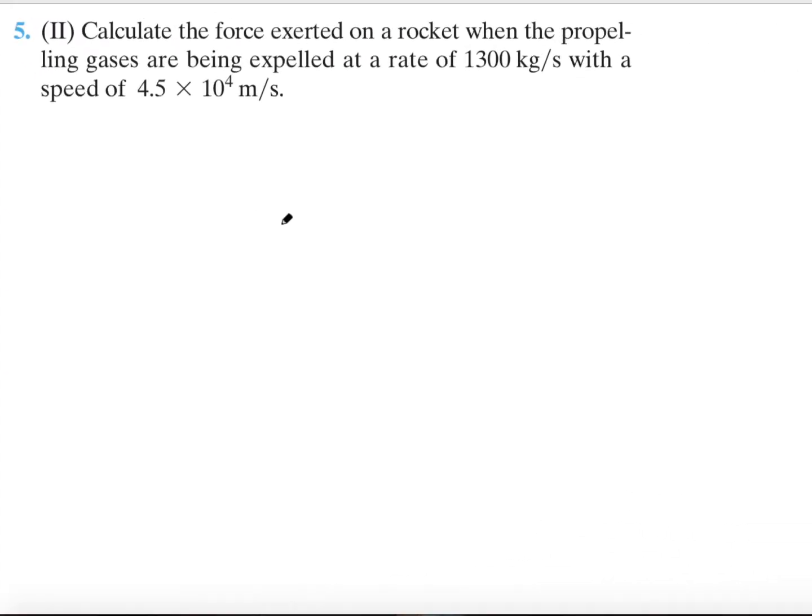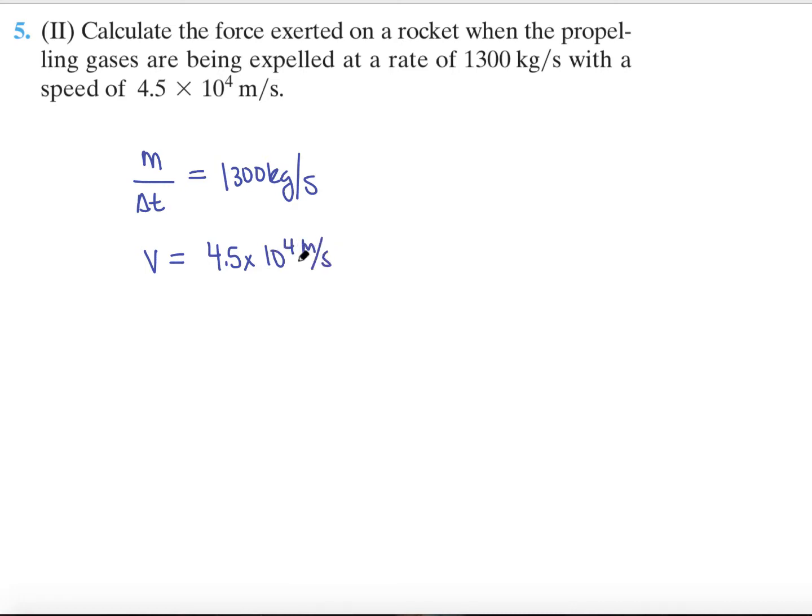For question number 5, we're talking about a rocket, where the propelling gases are being expelled at a rate of 1,300 kilograms per second. So this is similar to the example we did in class, where we are given not just mass, but mass over some time. We're giving a rate for our mass, and that is 1,300 kilograms per second. Then these gases are expelled at a rate of 4.5 meters per second. So let's think about this for a half second.